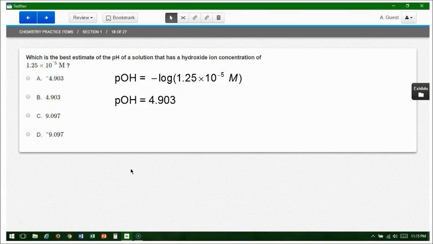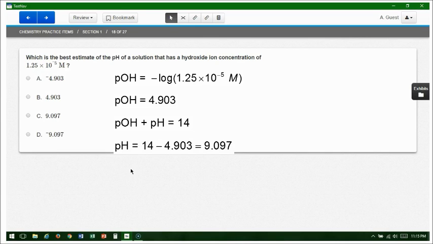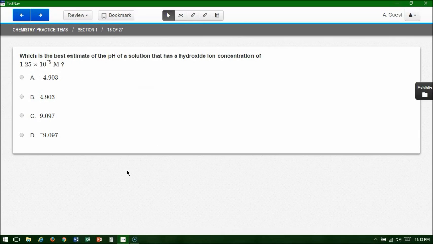We still have to get the pH. You should know that pOH plus pH equals 14. So therefore, we have one more step. 14 minus 4.903 gives us the correct answer. So 9.097 is what we get. And so the correct answer is C, 9.097.